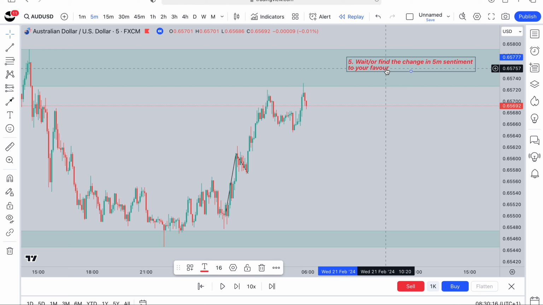So what do sentiment shifts look like? Okay, it looks like new opposing levels forming, so the characteristics of downtrends forming.